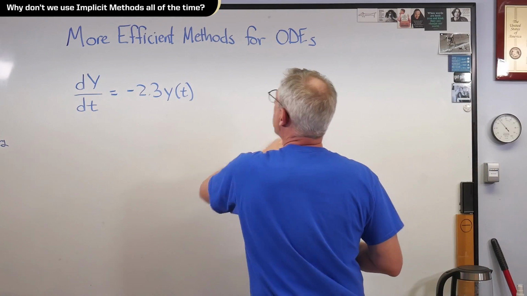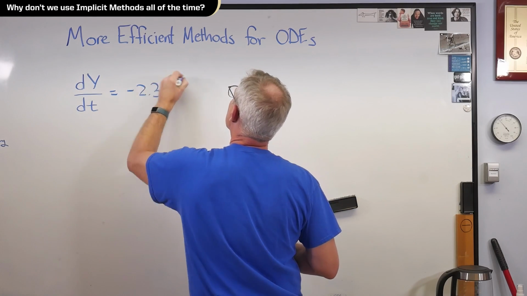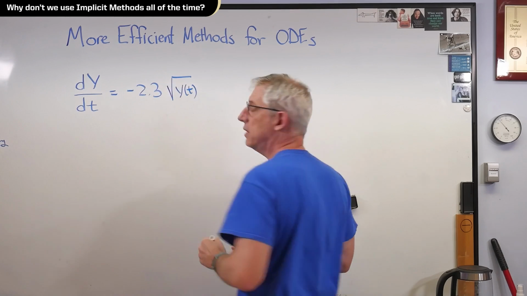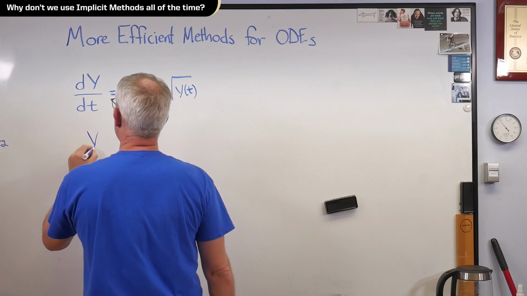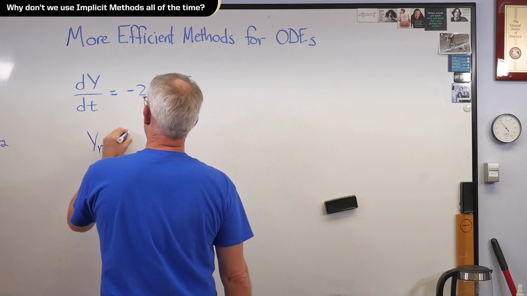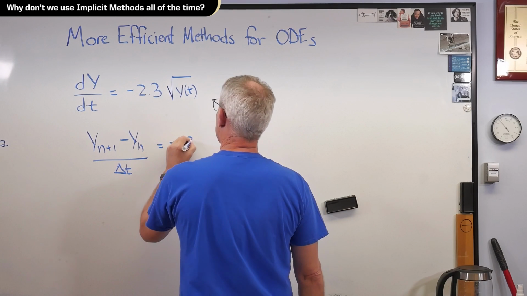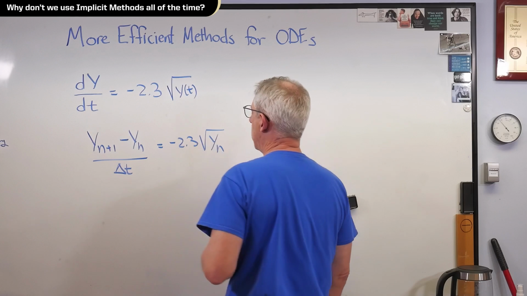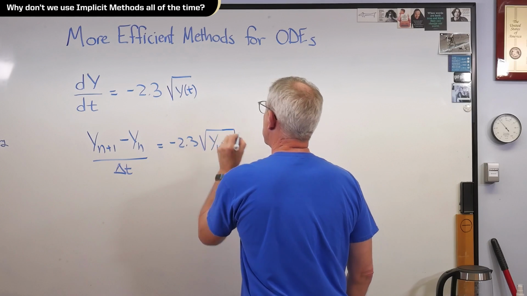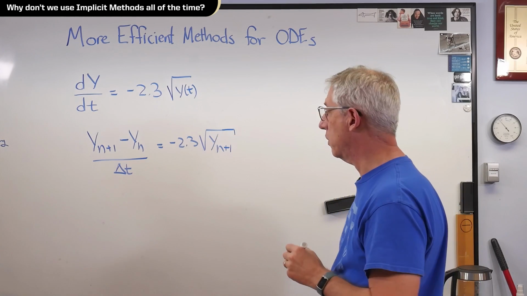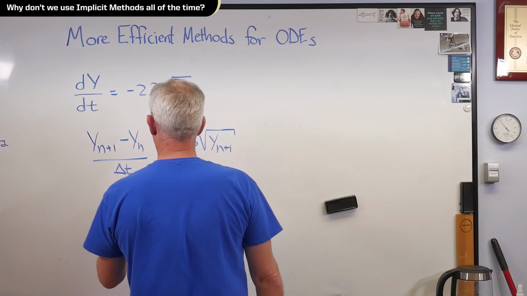Let me make one change, just one. Instead of that y of t, let's make it square root of y of t. Different equation, but you'll get the point here. So let's do this. Let's go ahead and say y of n plus 1, just as before. Again, exactly what we had before, for the implicit solution. Okay, this is now a backwards difference, and we're going to go for an implicit solution. So let's do this.